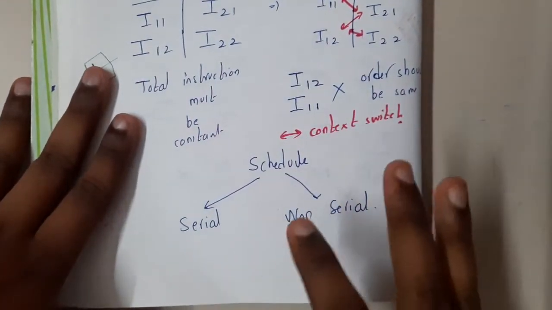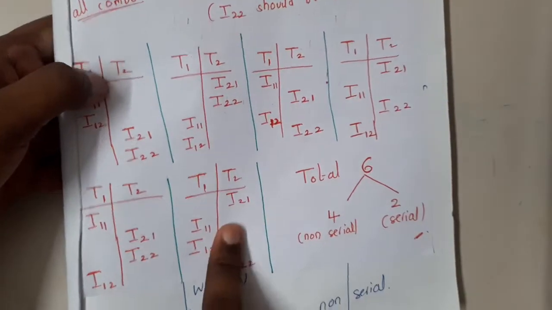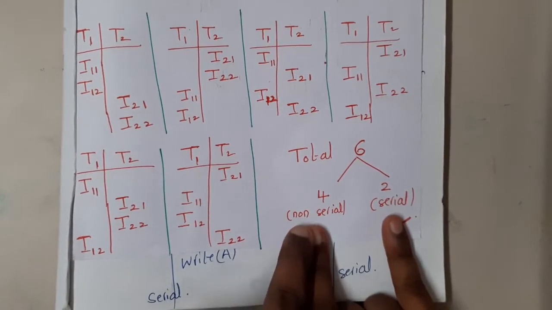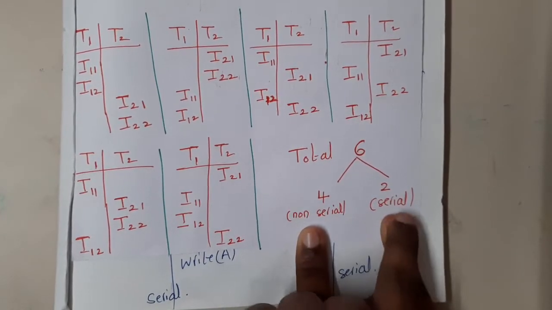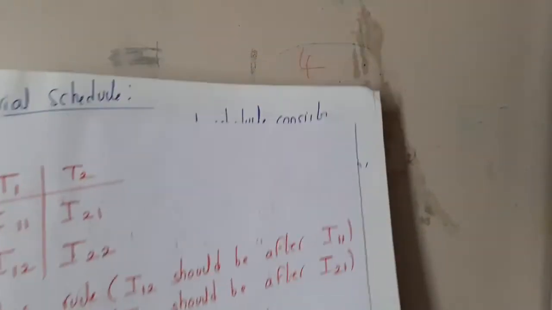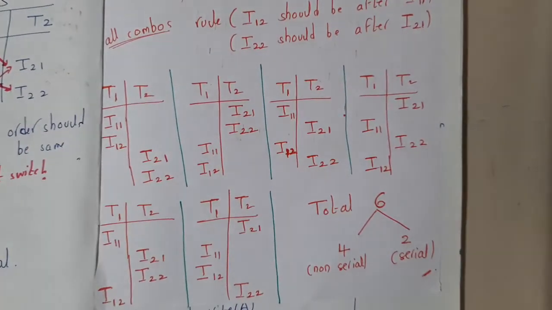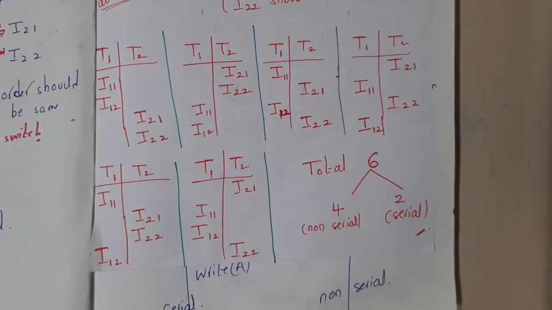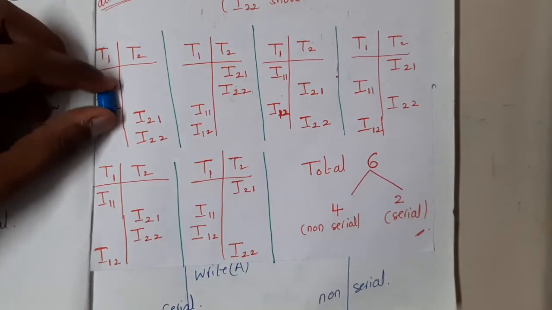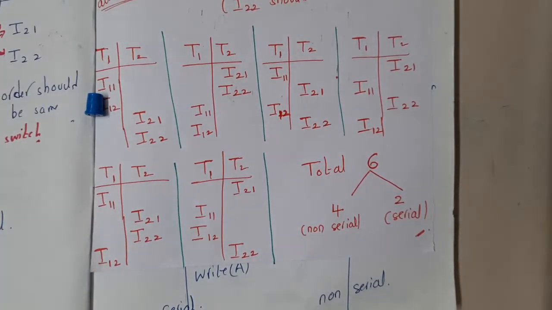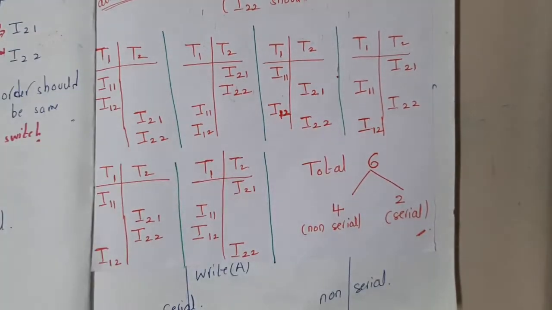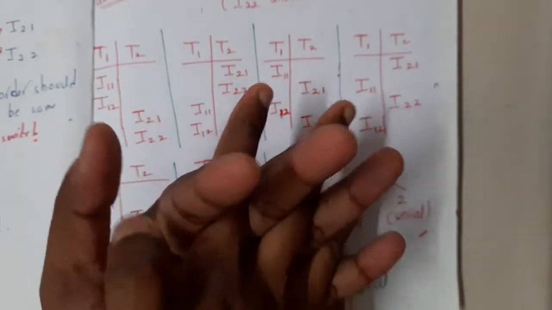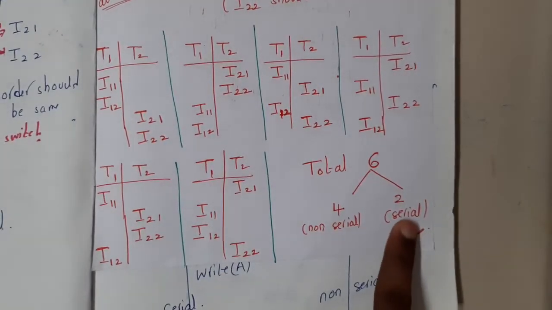All these 6 schedulers are divided into 2 categories, guys. The first category is serial and the second category is non-serial. Now your question will be, what is serial and what is non-serial? In simple words, serial is when I start executing a particular transaction, I complete that transaction and only then move to the next transaction. That is serial. When it comes to non-serial, I mix those 2 transactions and run them parallelly or in any order. That is non-serial.